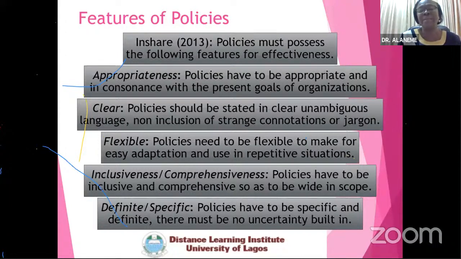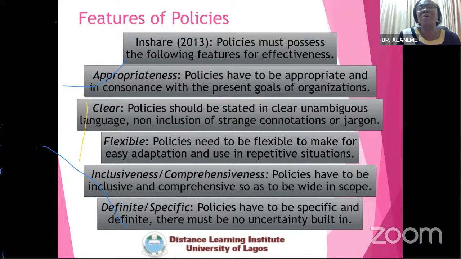Flexibility is very important. When you have your policies, it should be easy to adapt, and people can use it in repetitive situations. What are we saying? When you make a policy, you should allow room. If, for instance, the maximum expense for a manager is 500 naira, and something urgent cropped up and you need to add, say, 20 naira to that 500 naira, you could have that kind of flexibility. Your maximum is this, but in the case of this, not more than this, so that anybody operating will be able to understand.